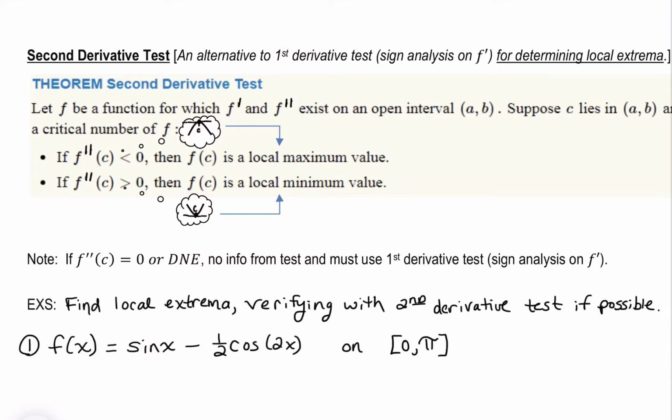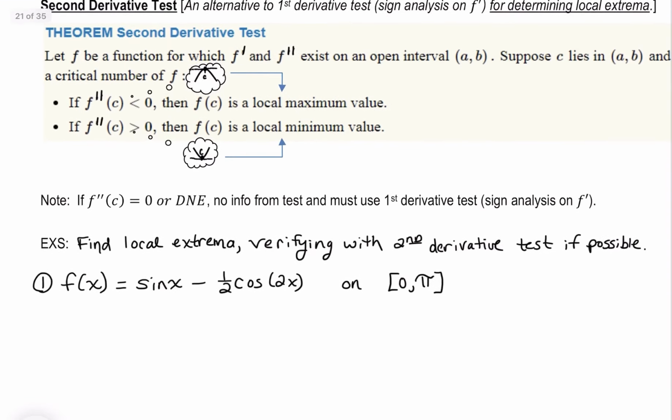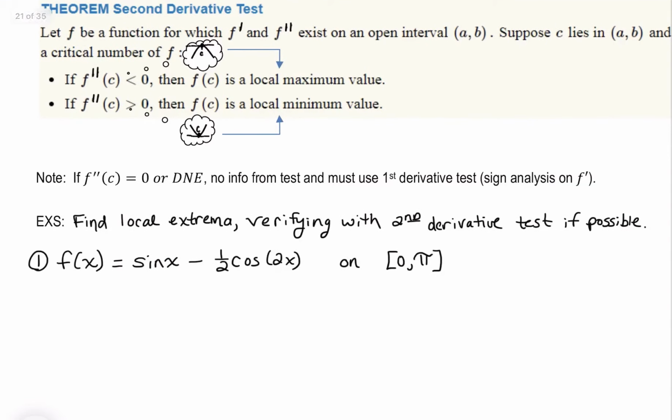So let's take a look at an example. Suppose we have f of x equals sine of x minus 1/2 cosine of 2x. Again, we're finding extrema here, maxes and mins, but we're going to use this test to verify if possible. All right, so first, finding our extrema means finding the critical points. So the first thing we're looking for is our f prime. Derivative of sine of x, of course, is cosine of x, minus 1/2 gets carried along. Derivative of cosine is the opposite, so that'll change to addition, of sine of 2x.